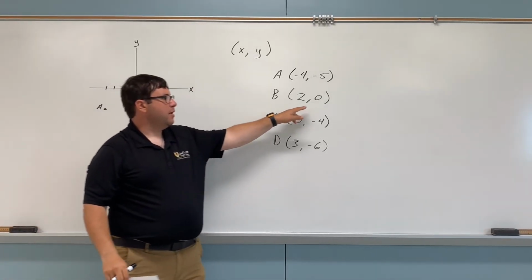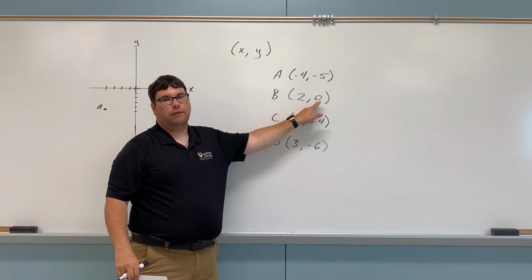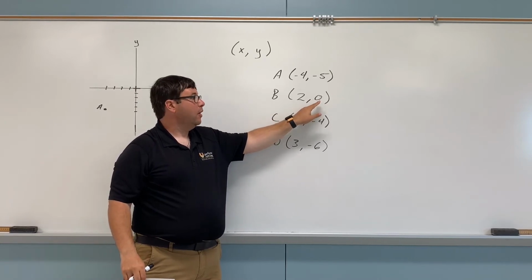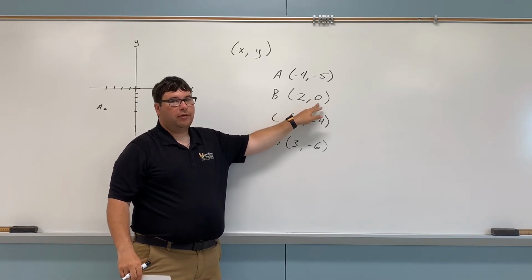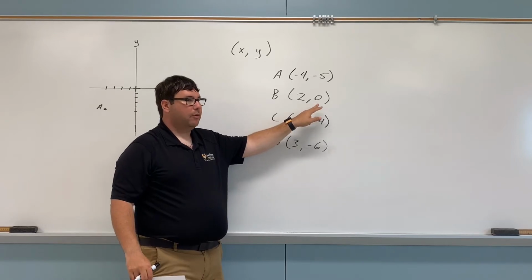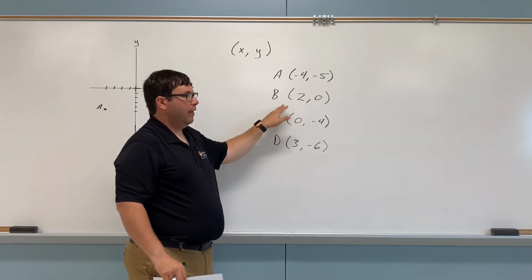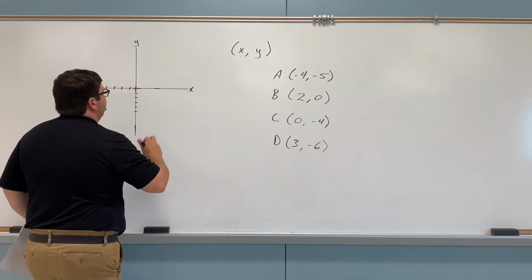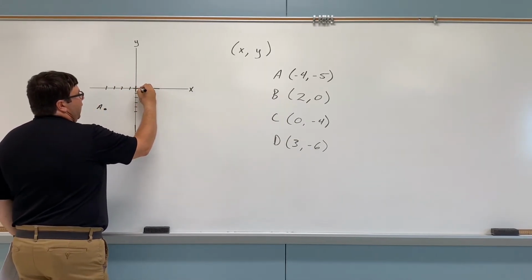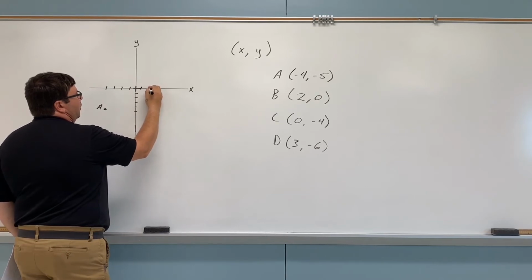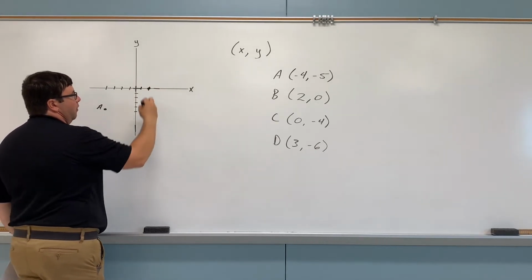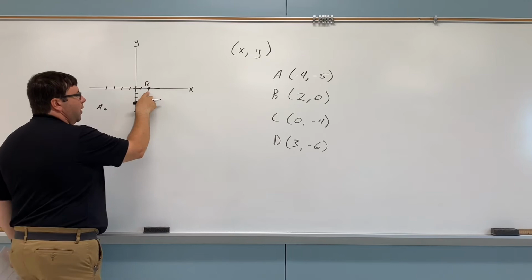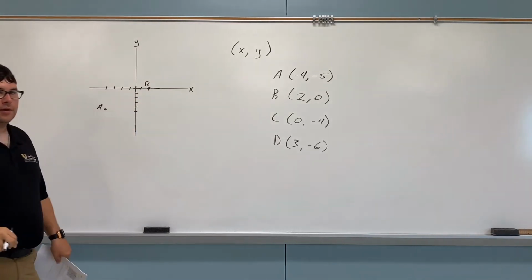Let's talk about point B. Notice point B has a 0 for the y value. And what that means is we are now looking at an x-intercept. So this is a great example of an x-intercept. So at B, we are looking at 2 units in x, 0 units in y. So that means B is sitting right here on the axis at 2, 0.